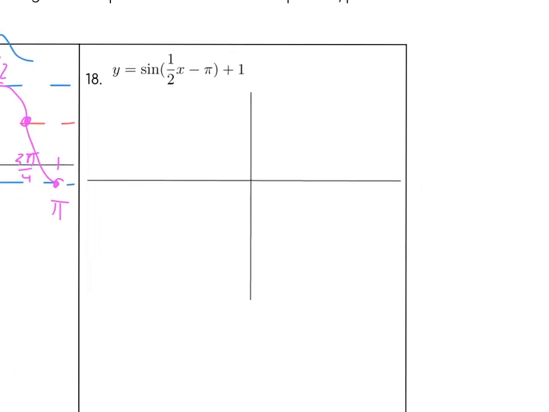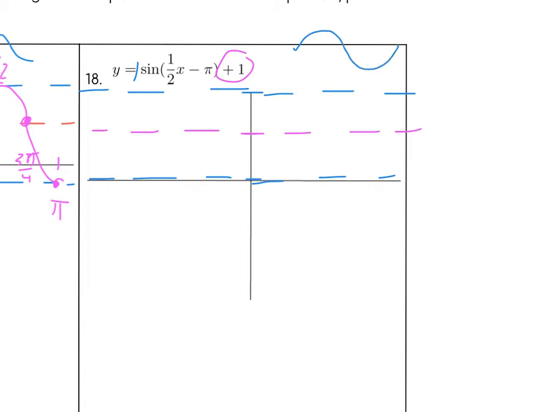Next up, numero 18. We do the same thing. I'm going to start with my midline. This is at a height of 1. And then I'm going to look at my amplitude, which is 1, and go up 1 and down 1 from there. Again, I like making these nice lines so I can see what's going on. And for a graph of sine, I want to remind myself that it looks like this guy. Okay, now I'm ready for the inside stuff.